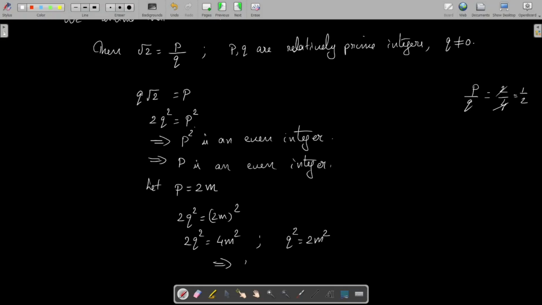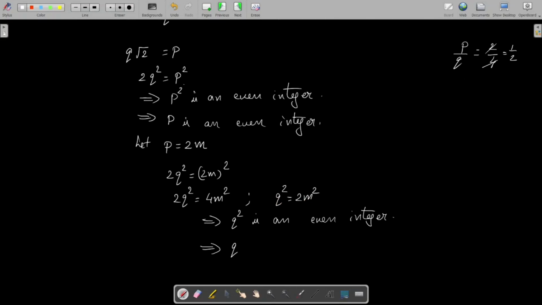So this implies that q square is an even integer, because q square here equals 2 times an integer. Therefore q square is an even integer. Since q square is even, q is an even integer. So what we get is that p is an even integer and q is an even integer. That is, p is a multiple of 2 and q is also a multiple of 2. Therefore 2 is a common factor of both p and q.